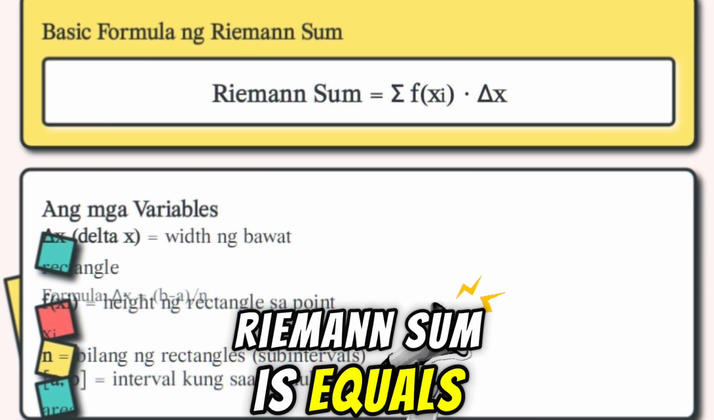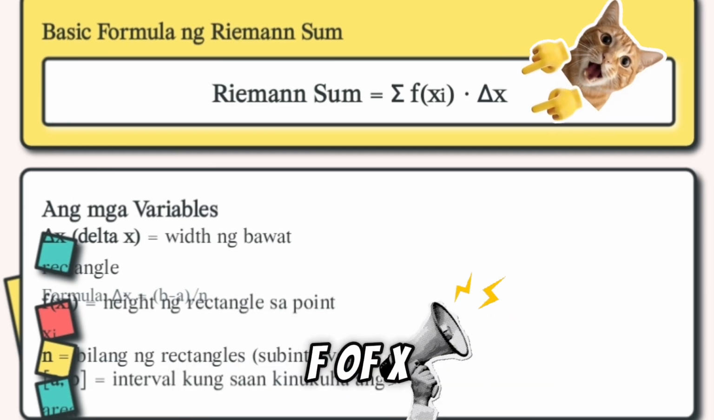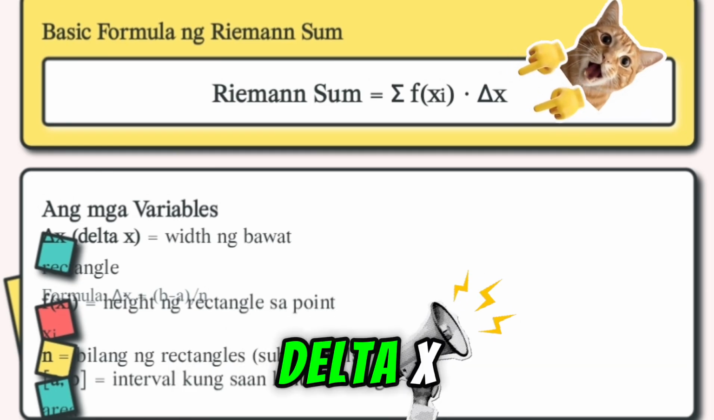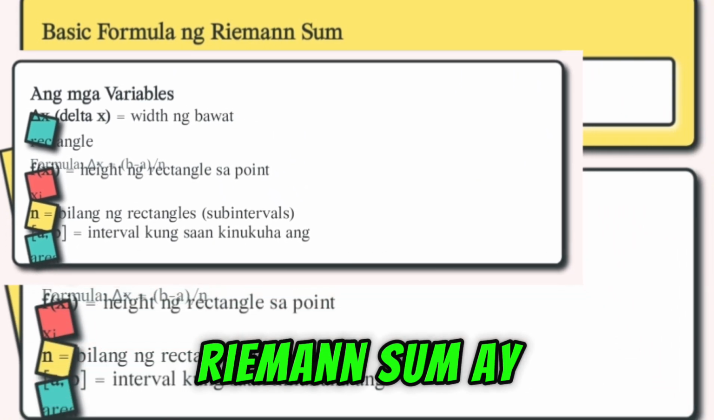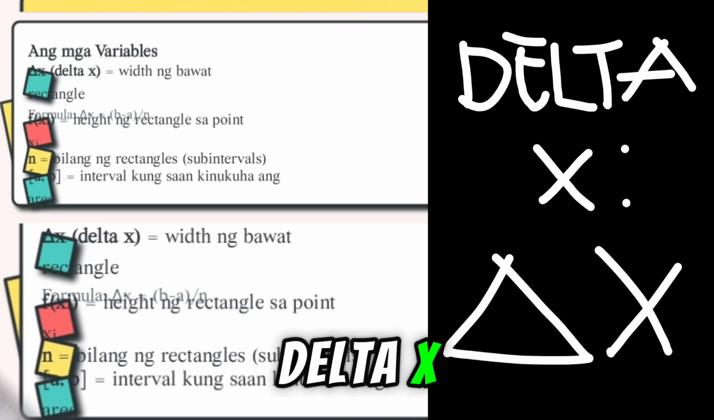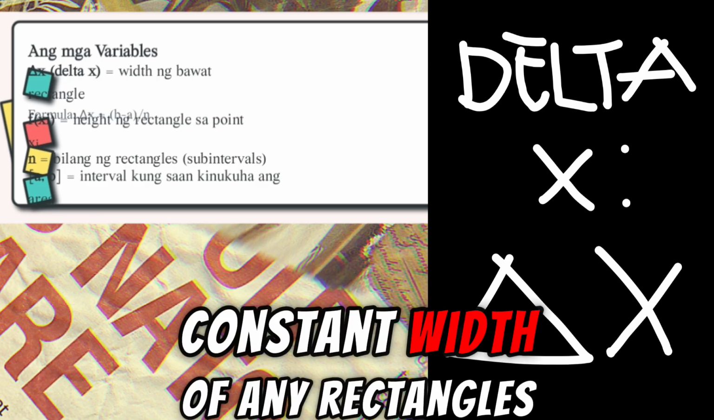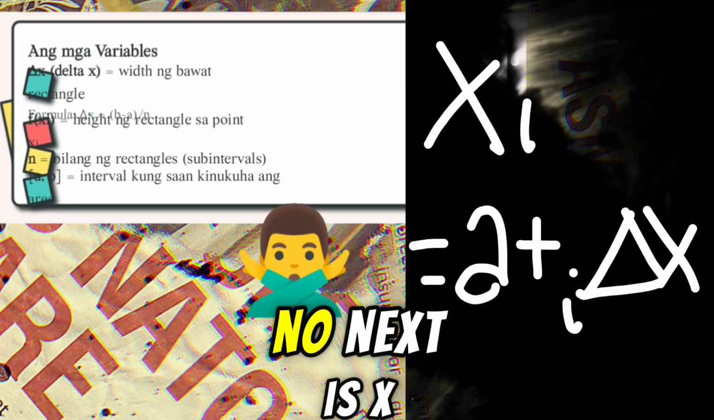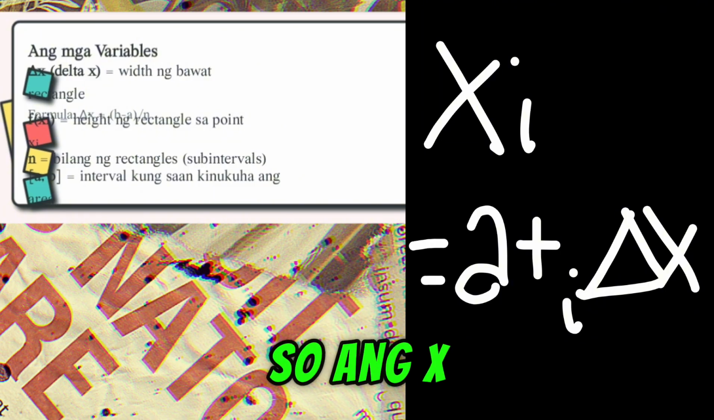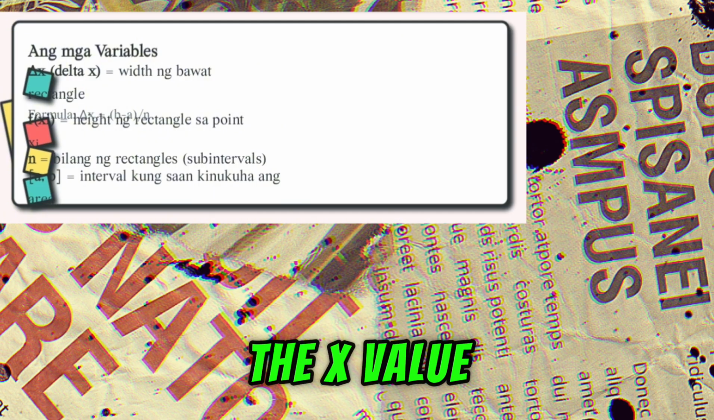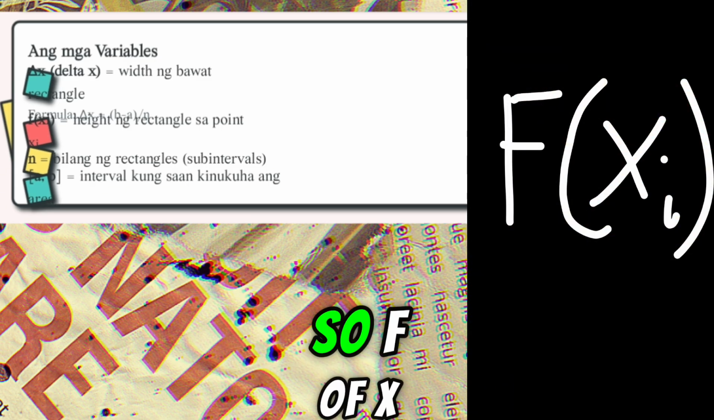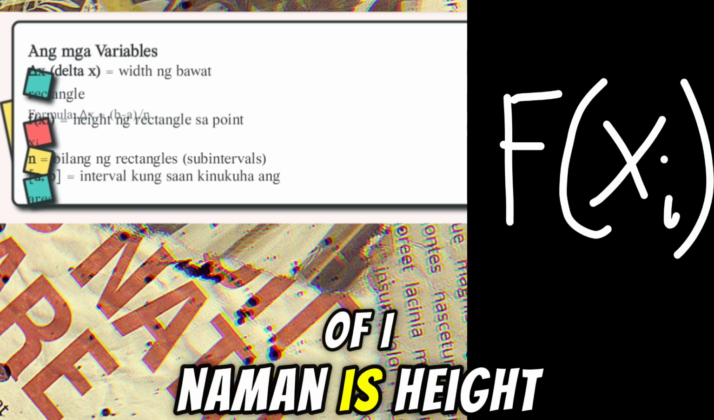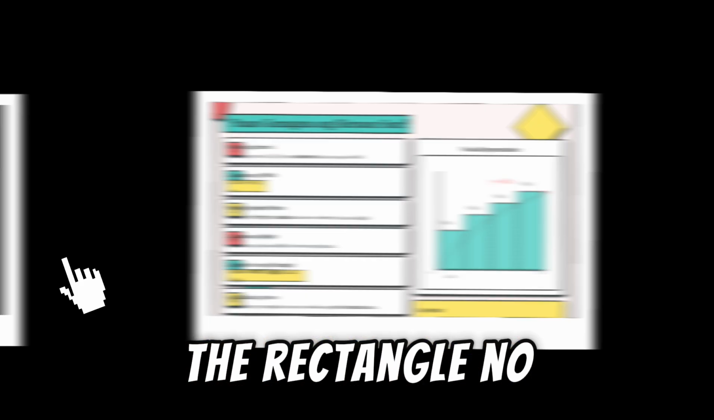So ang basic formula ng Riemann sum ay Riemann sum is equal to the summation of f of x sub i times delta x. So, ang mga variables na magagamit natin ngayon sa topic na Riemann sum ay una sa lahat ay ang delta x. So, ang delta x is the constant width of any rectangles. Next is x sub i. So, ang x sub i is the x value of the right edge of the ith rectangle. So, f of x sub i naman is the height of the rectangle.